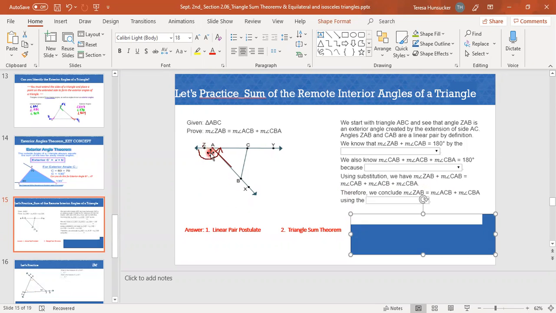So angle ZAB plus CAB, that's 180 degrees, right? Is equal to the measure of CAB, the interior A, the interior C, and the interior B. We know that those 3 interior angles sum to 180, okay?